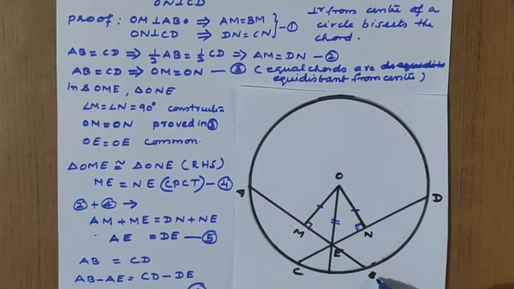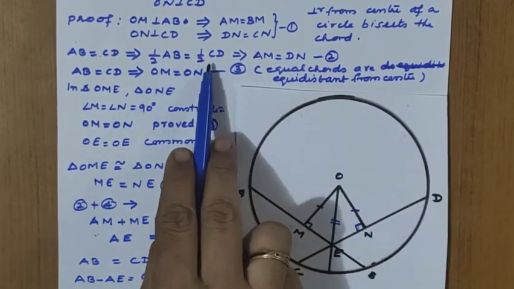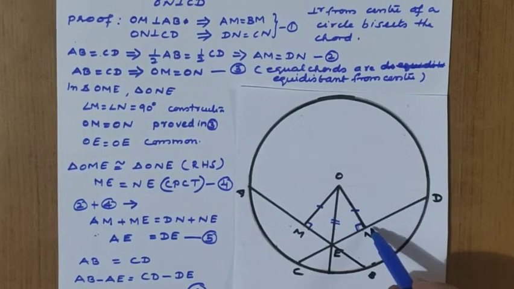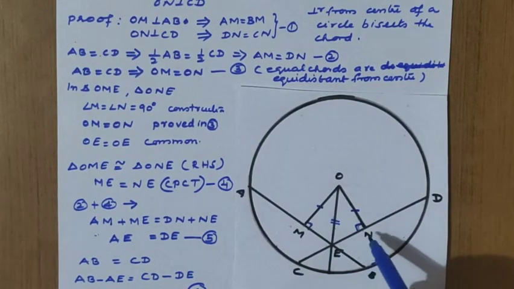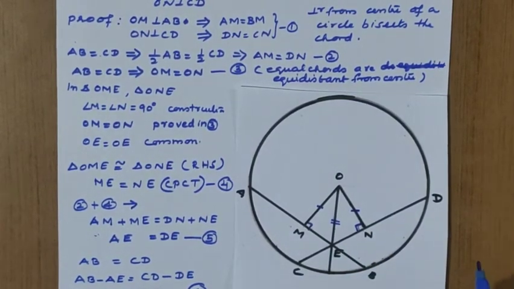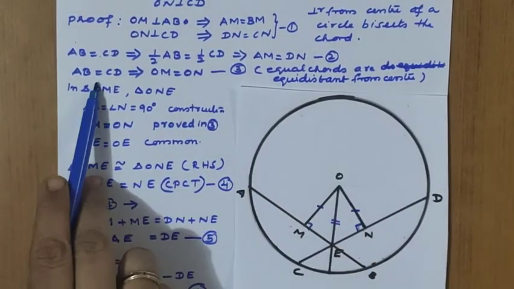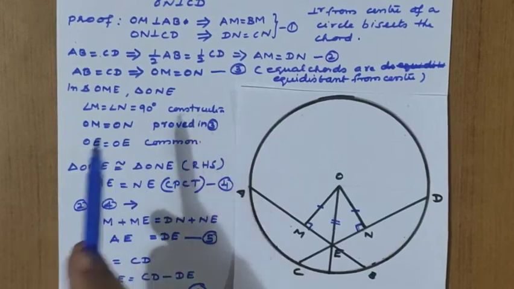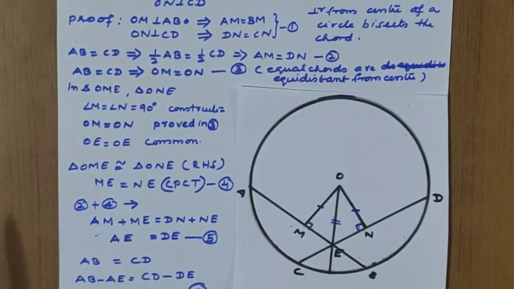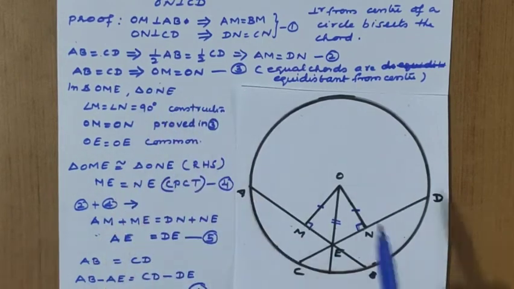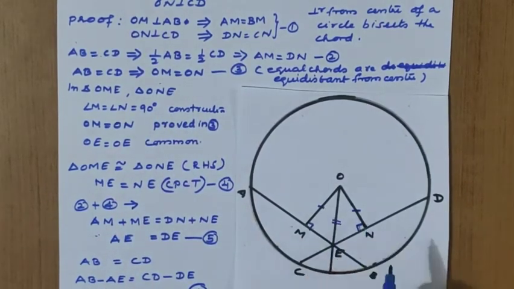Now the chords are equal, so half of the chords are also equal. That means AM equal to DN. I can write BM equal to CN also. Anything you want, you can write either this side or that side. So AB equal to CD. One more criterion we are going to use. What is that? Equal chords are equidistant from the center. That means OM and ON are equal.